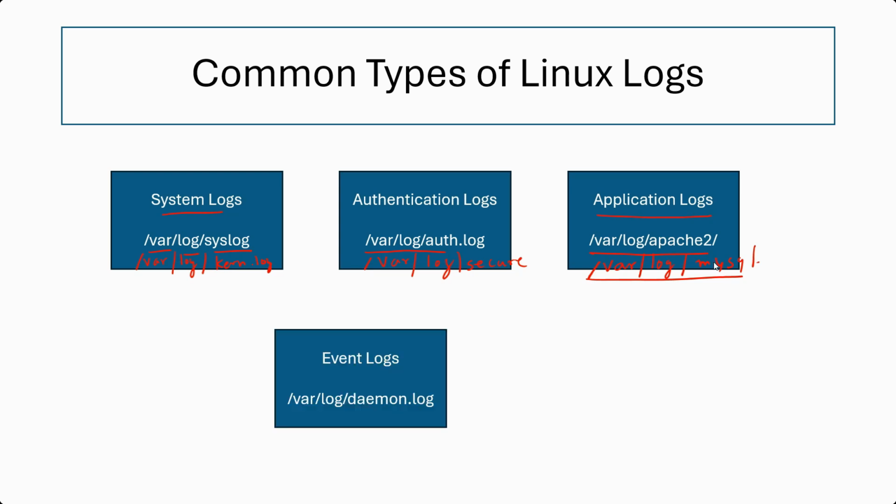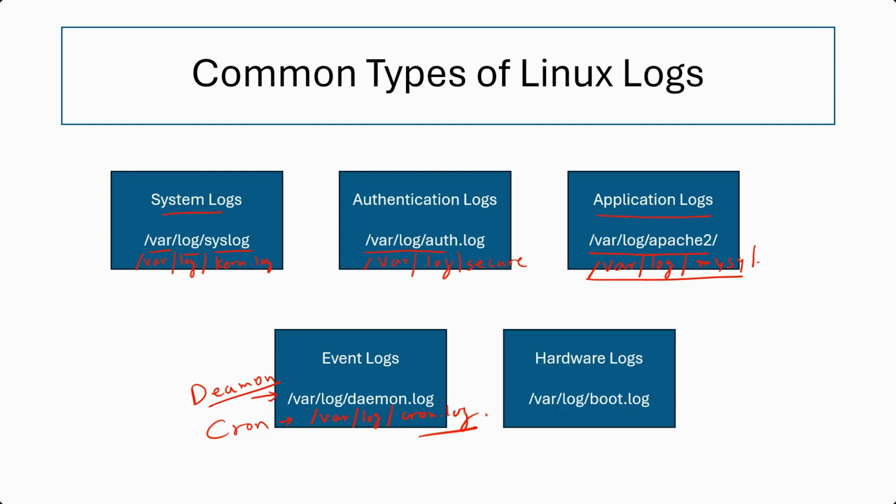Okay, next, the event log. Event log is the log message from the background daemons, or logs related to the scheduled cron jobs as well. So this is related to some of the background processes that are running. But you can also check out cron job related logs, and that can be retrieved from /var/log/cron.log.